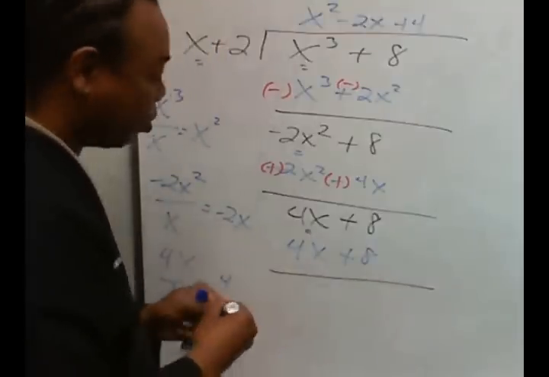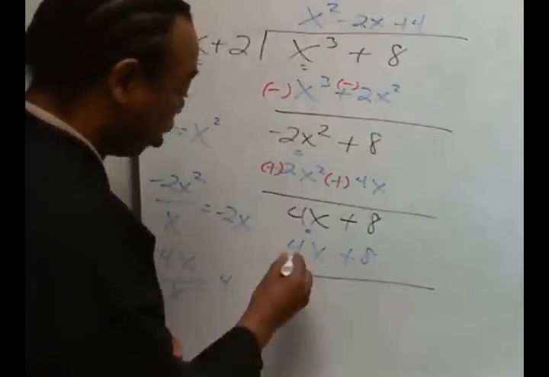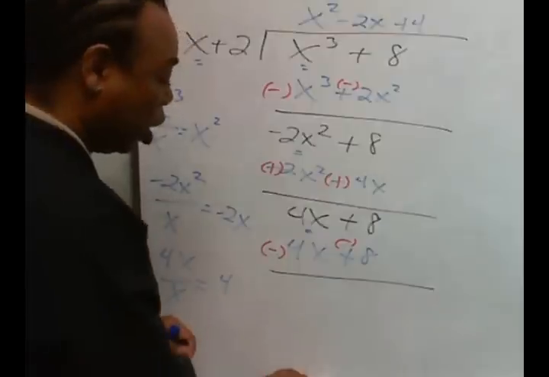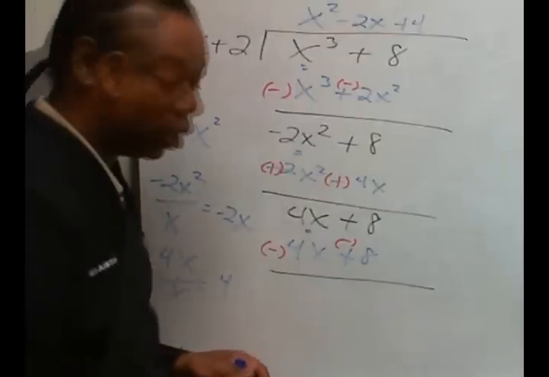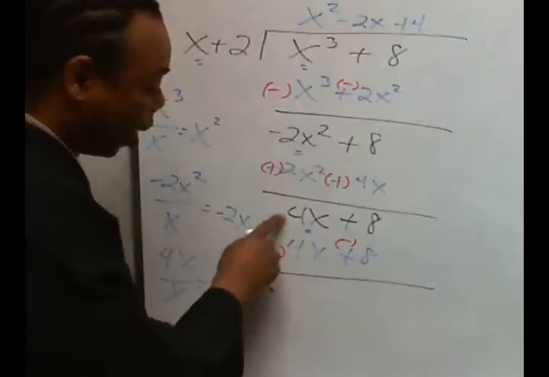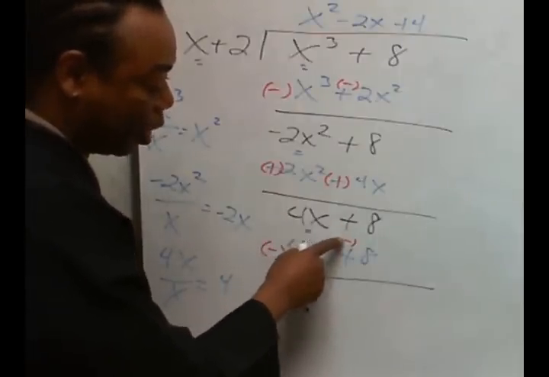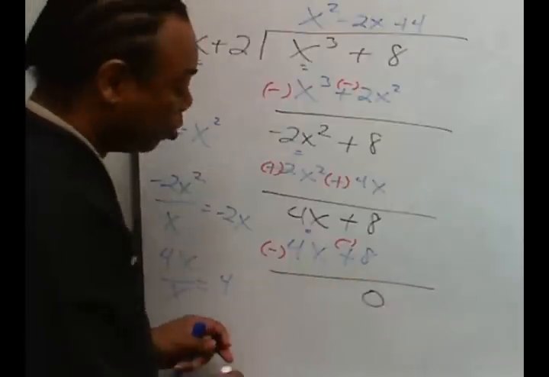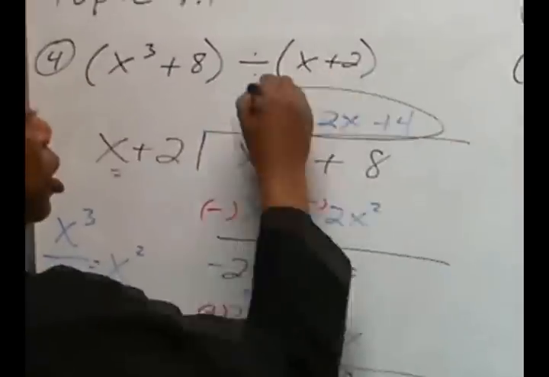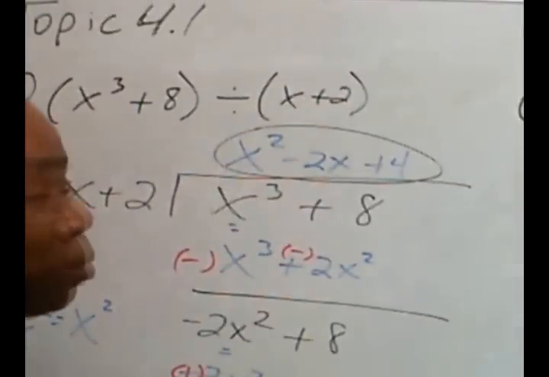Step 3, additive inverse. We change all the signs. So this becomes a negative, and this becomes a negative. Fourth step is to combine the like terms. So positive 4x and a negative 4x becomes 0. A positive 8 and a negative 8 becomes 0. So there's no remainder. So this is the resulting polynomial from division.